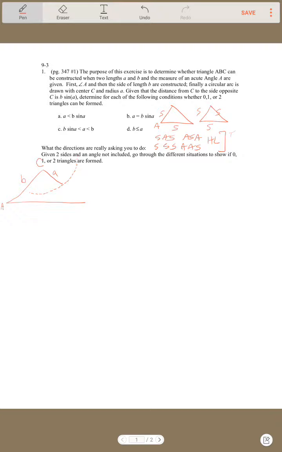These were triangle congruence theorems, used to show unique triangles.